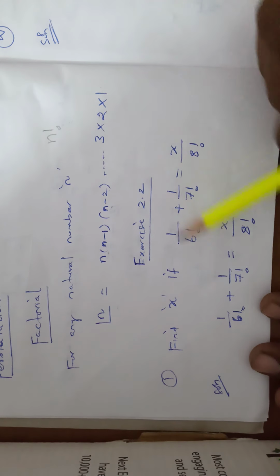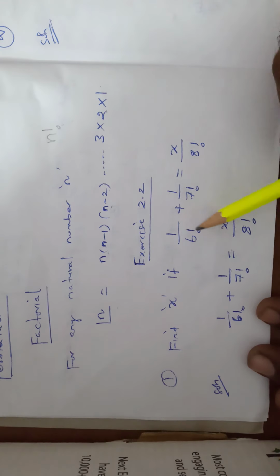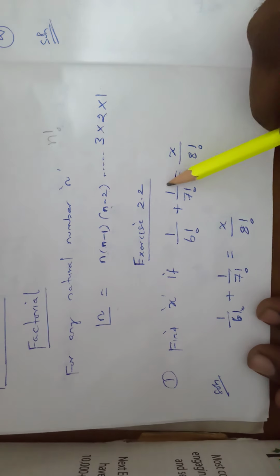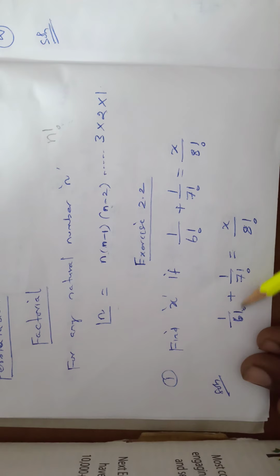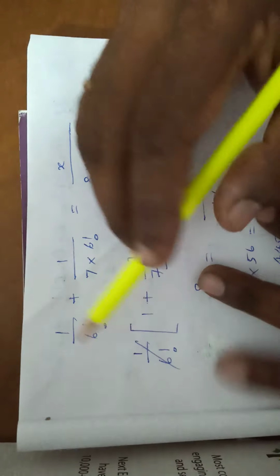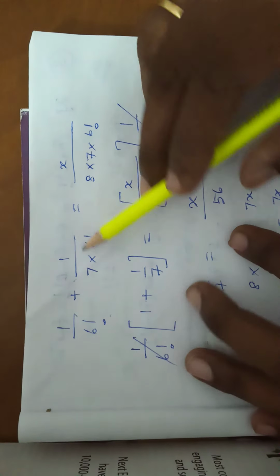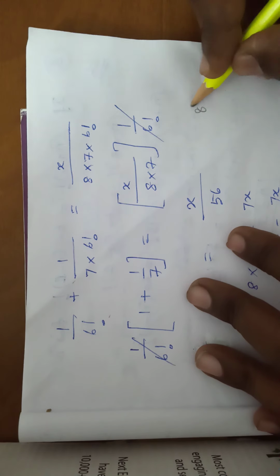Exercise 2.2. Sum number 1. Find x if 1 by 6 factorial plus 1 by 7 factorial equal to x by 8 factorial. So in this problem, once again write the problem: 1 by 6 factorial, 1 by 7 factorial, x by 8 factorial. So in the next step, 1 by 6 factorial plus the second thing is 1 by 7 factorial.